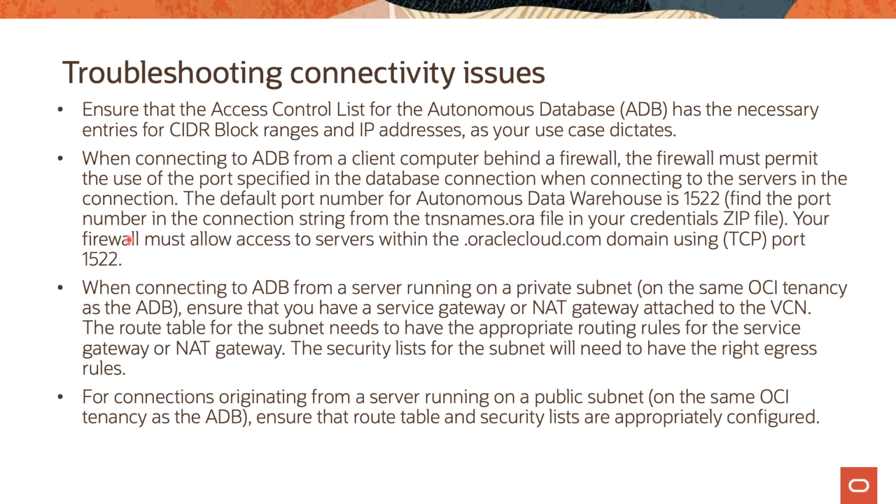The security list for the subnet will need to have the right egress rules. For connections originating from a server running on a public subnet, ensure that the route table and security lists are appropriately configured.